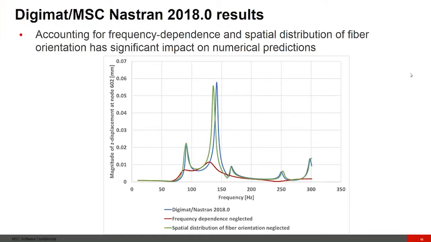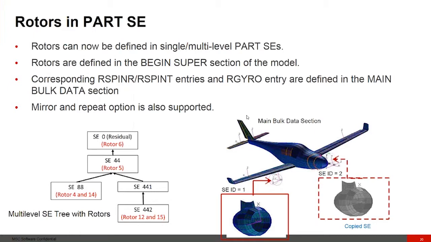So this is just an example output where we're showing how well MSC Nastran can track the modes. Some of the limitations of eigenvector-based mode tracking: they can only be used with the HESS option, and it's for analysis in a fixed reference frame only. Now, rotors in part super elements.